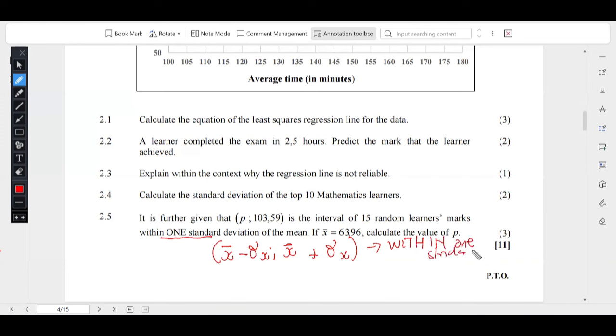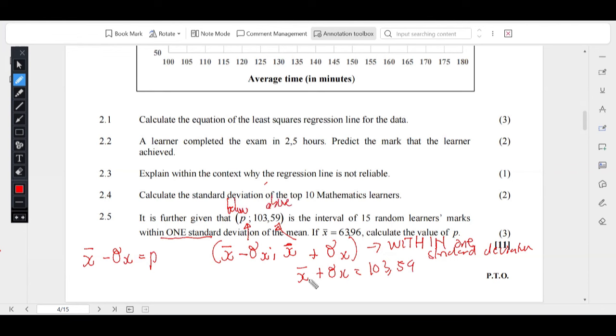Now, what are they saying? We must calculate the value of P, right? Now, we are given this, so we can say X bar minus the standard deviation must be equal to P, because this is represented in the form of coordinates. But then again, X bar plus the standard deviation should be equal to 103.59. So this relates to P, and this here relates to X bar plus that. So this is one standard deviation below the mean, and this is one standard deviation above the mean.